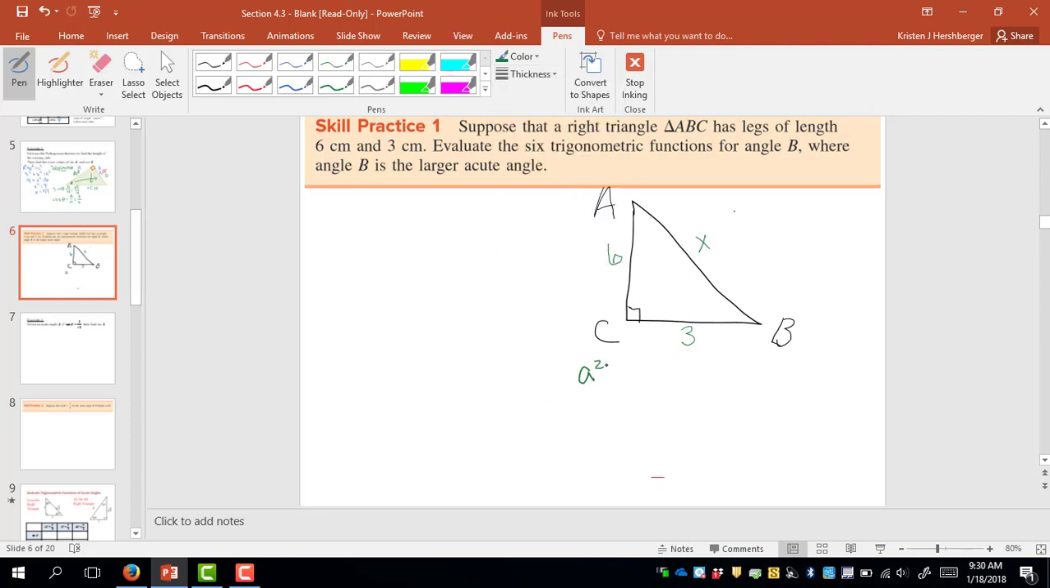So our Pythagorean theorem is a squared plus b squared equals c squared. Our legs were a and b, so the 3 and 6 are a and b. And the hypotenuse is what we're solving for, which is c. So 3 squared is 9. 6 squared is 36. And we get that x is the square root of 45. But the square root of 45 can be simplified.